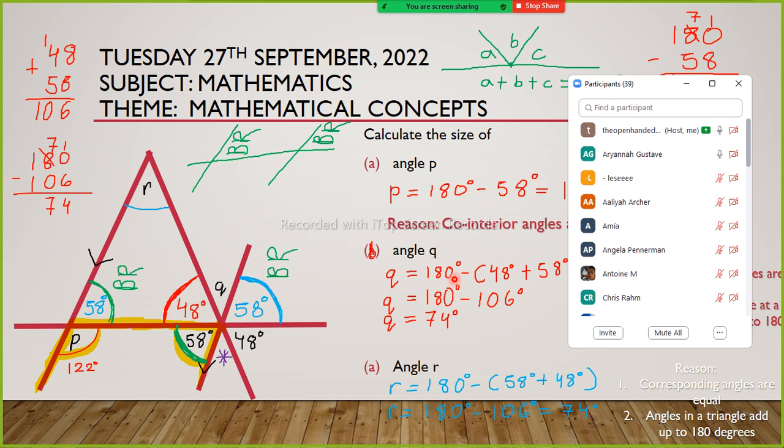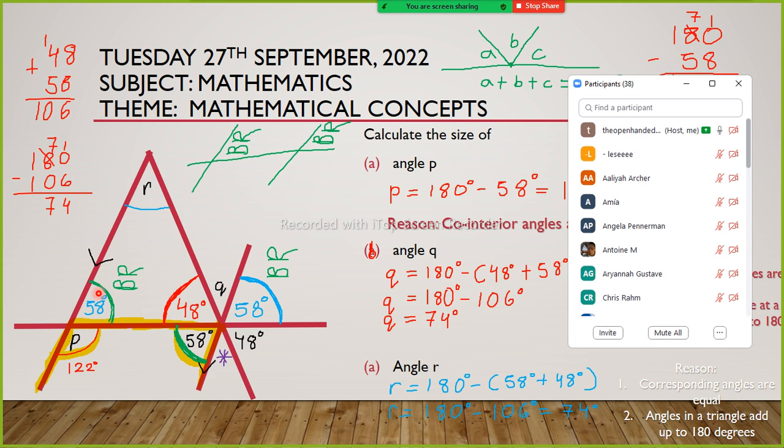You're allowed to add 58 and 48, and then you have to take it away from 180. Yeah, so 58 and 48, we add them together and we subtract them from 180 to get what R is. Because at the end of the day, R, 58 and 48 must all add up to 180 degrees, because we're in a triangle. So please bear that in mind for me.